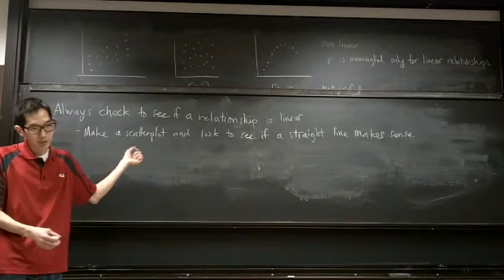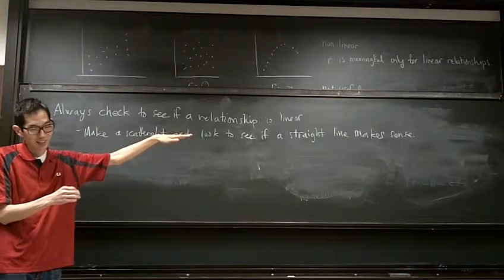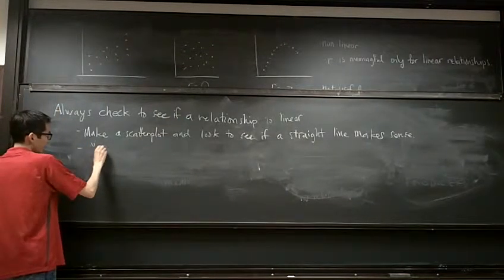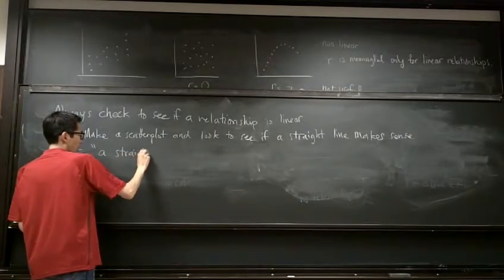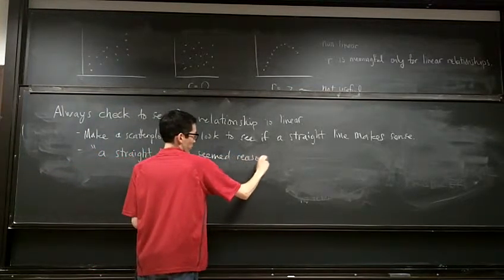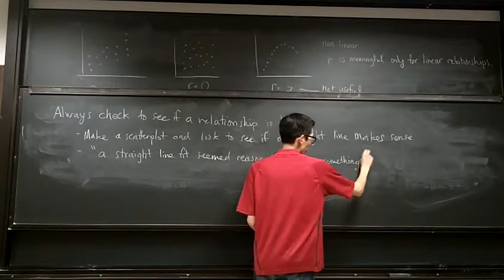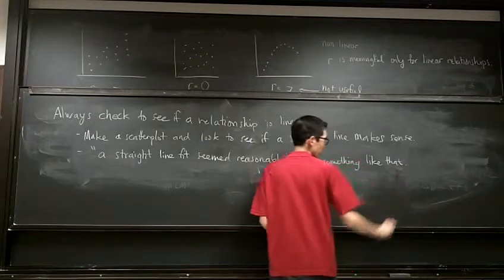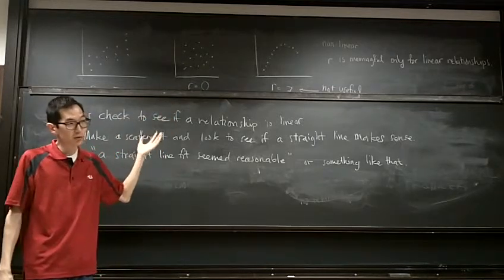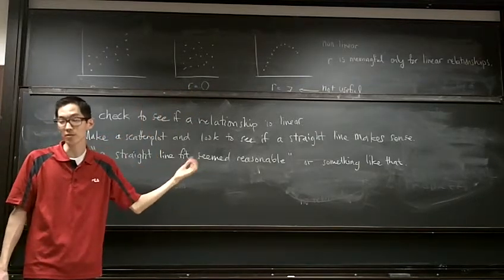So somewhere in the problem, it might say, we made a scatter plot and it seems like a straight line is reasonable, okay? Or in the problem it might say a straight line is reasonable or something along those lines. If there's nothing about that, if it just says, here's some numbers, here's a correlation coefficient, go, you might be doing something wrong because you might have a nonlinear relationship. Okay, and the stuff we're learning today only works for linear relationships.